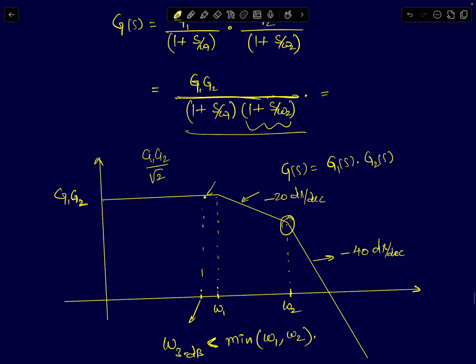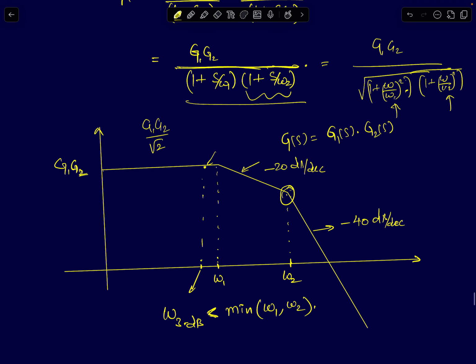So what's your gain magnitude? G1 G2 upon root of 1 plus omega by omega 1 the whole square, multiplied by 1 plus omega by omega 2 the whole square. So there are two terms which decrease with frequency. The omega 2, the second pole, will slightly attenuate the transfer function. Therefore the frequency at which the magnitude becomes 1 by root 2 of its DC value will be slightly lower than omega 1.